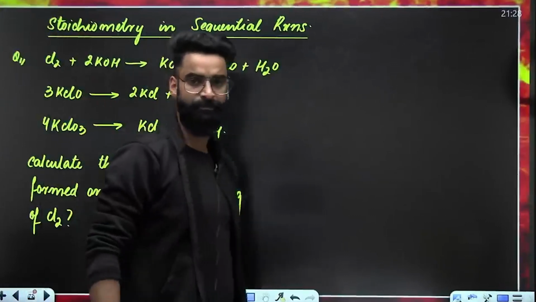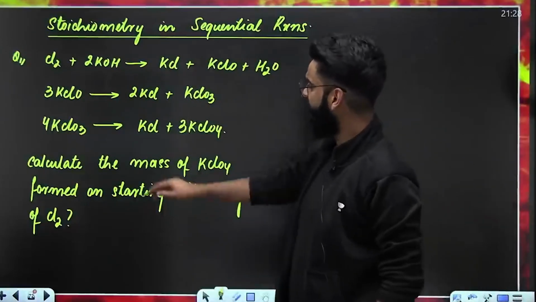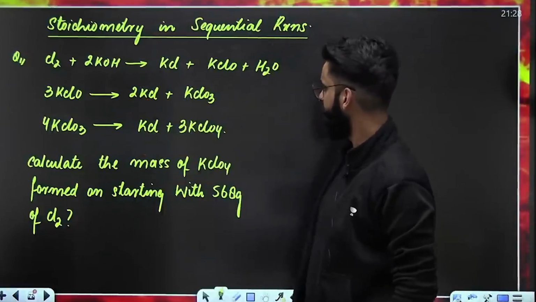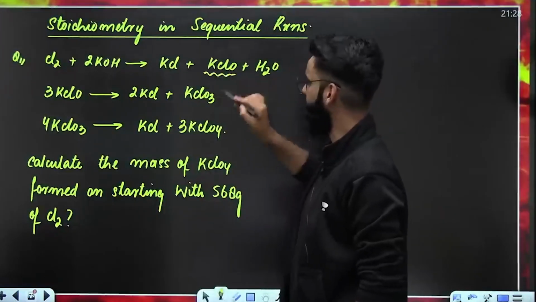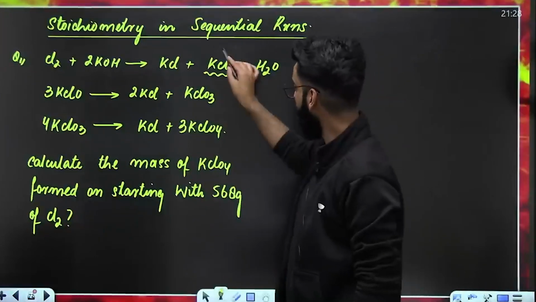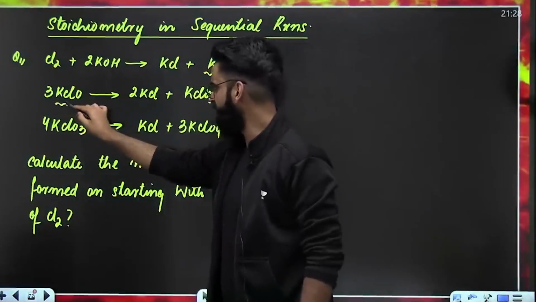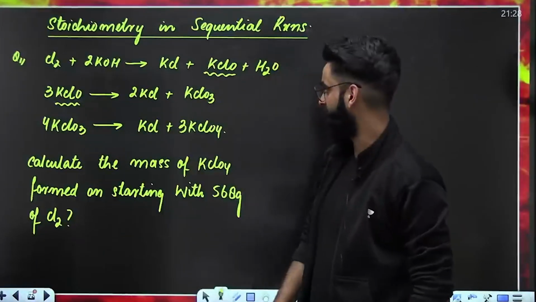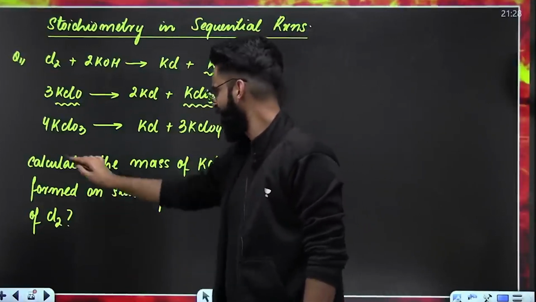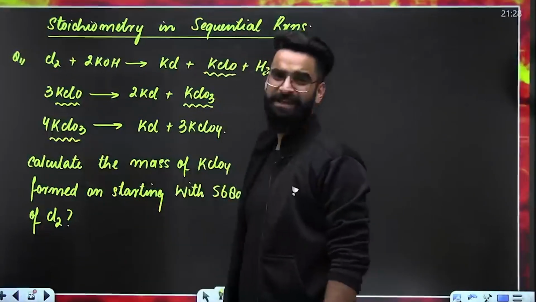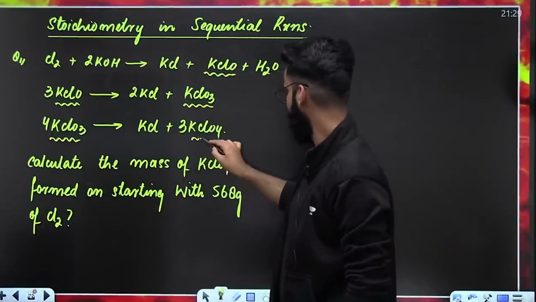Look at this question. As far as this particular sequential reaction is concerned, in the first reaction, KClO is getting formed. And whatever KClO is getting formed in the first reaction, the same amount of KClO is being consumed in the second. Whatever KClO3 is getting formed in the second reaction, the same amount of KClO3 is being utilized in the third. And eventually, KClO4 is getting formed.